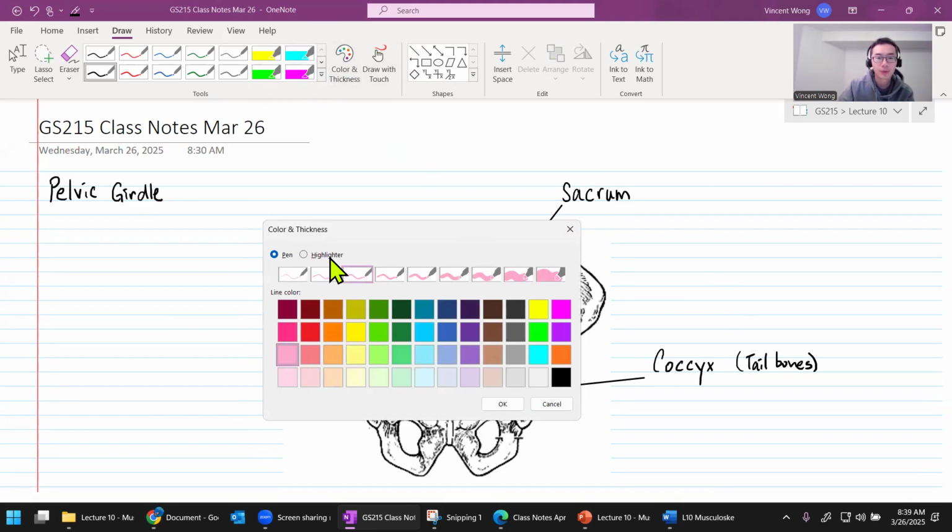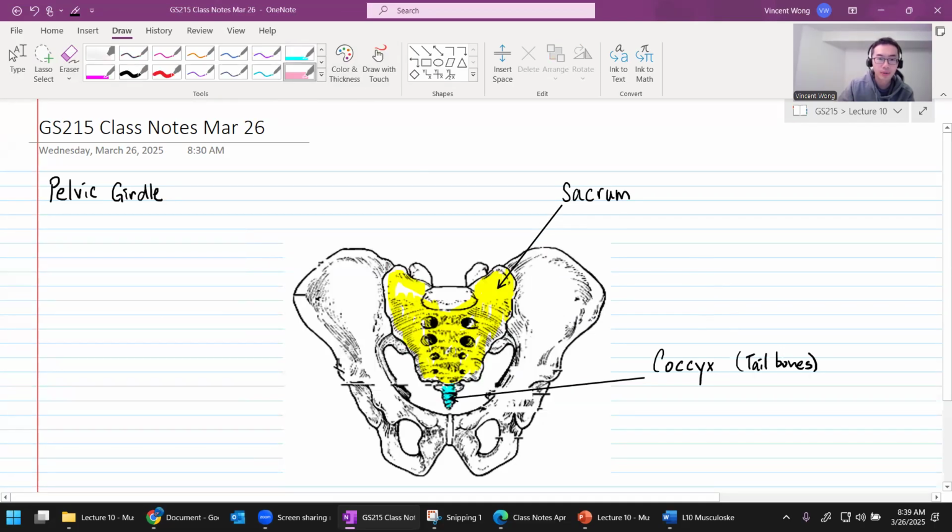Let's do the 3 bones. Okay, so the biggest one is right here. We want to color a little bit into this socket.